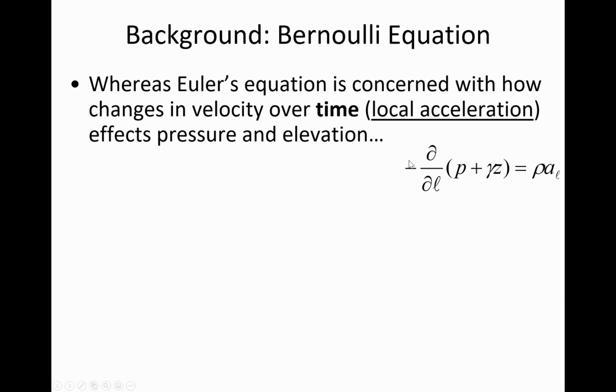And so remember, the minus sign in Euler's equation tells us that the pressure is increasing in the opposite direction of that acceleration. And then we looked at examples with a variety of fluids, and as the density of the fluid increases, so does the change in pressure between the 2 points. All right, so that was looking at how local acceleration changes pressure and elevation.